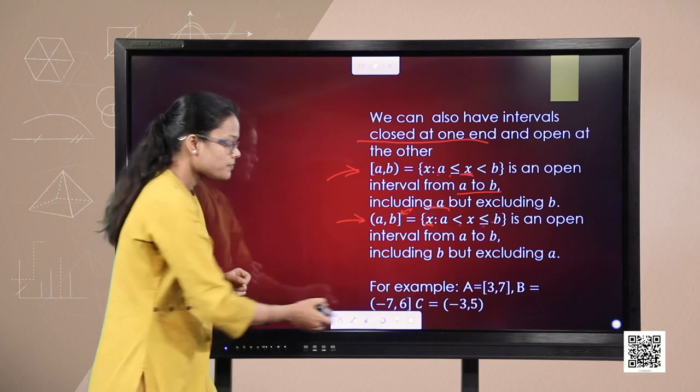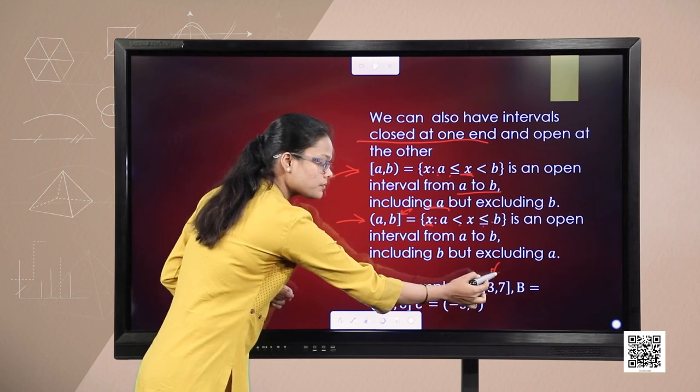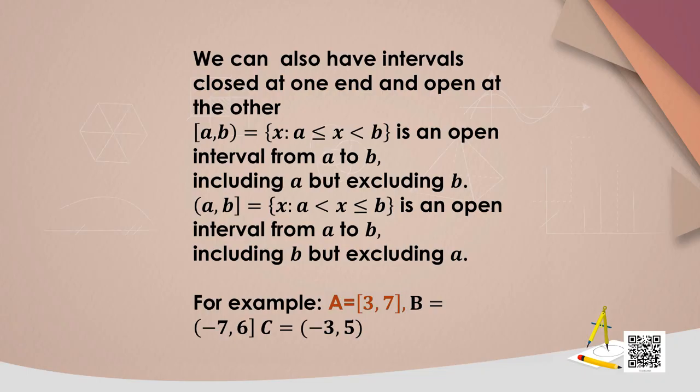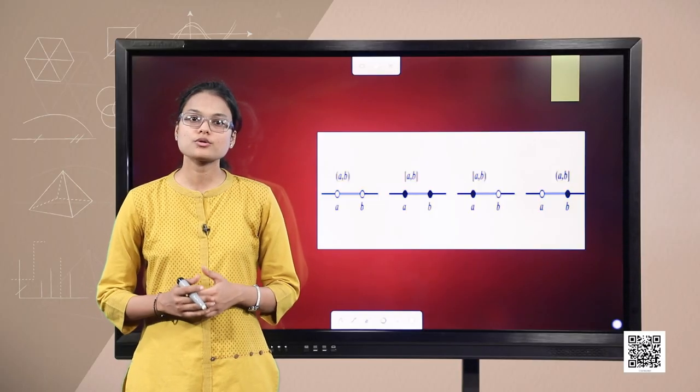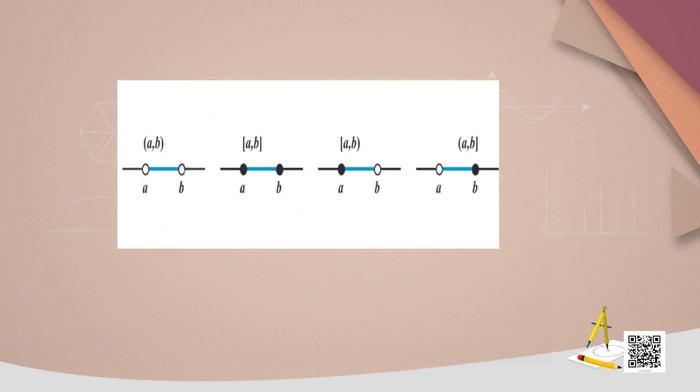See the examples. The set A is representing a closed interval, the collection of all those numbers lying between 3 and 7, where 3 and 7 are also included. B is a set, or we can say an interval, of all those numbers lying between minus 7 and 6, where 6 is included but minus 7 is not included, and C is representing an open interval. Now, let us see pictorially how different intervals are represented.